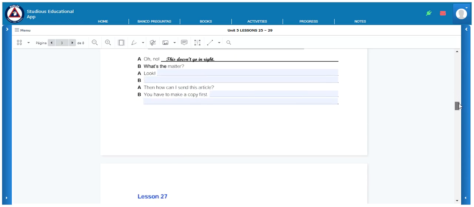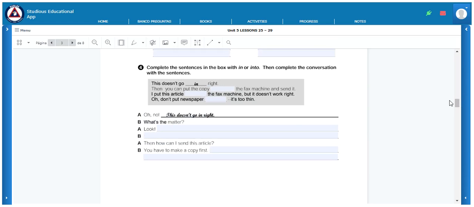Now let's take a look at number 4 and the last thing that you would have to do for this lesson. It says complete the sentence in the box with in or into. Then complete the conversation with the sentences. Okay, so first you would have to fill in the box, and then the phrases that you have in the box are the phrases that belong in the bottom in order for you to complete this conversation.